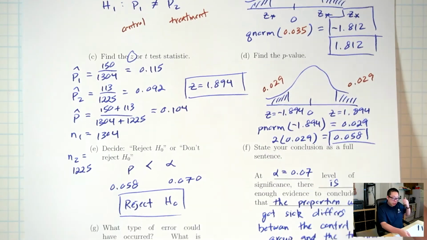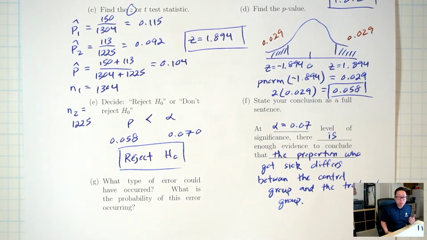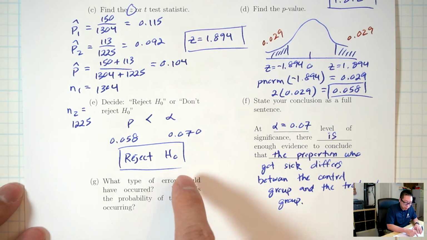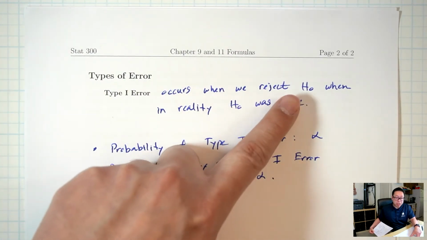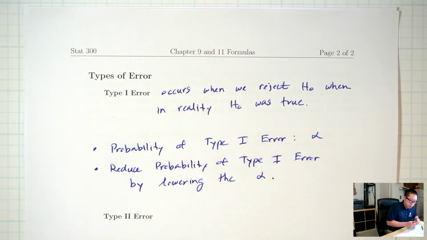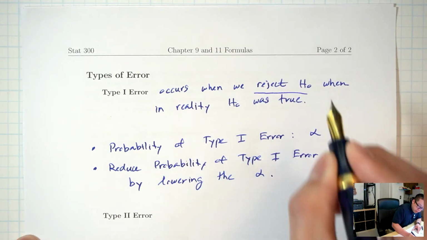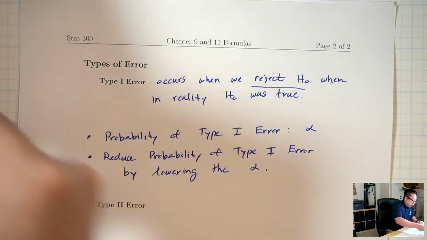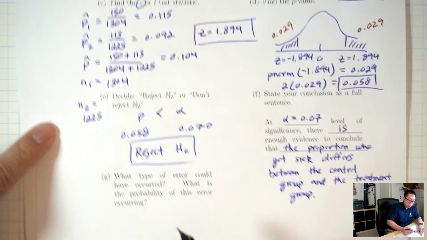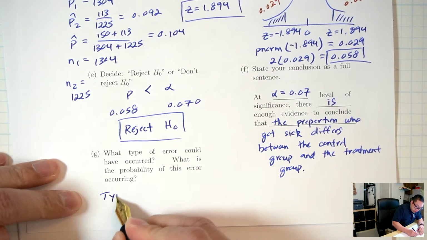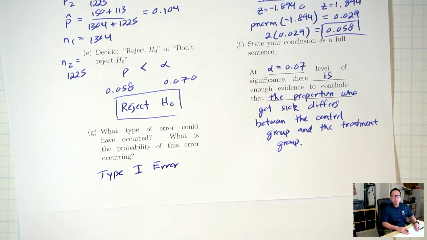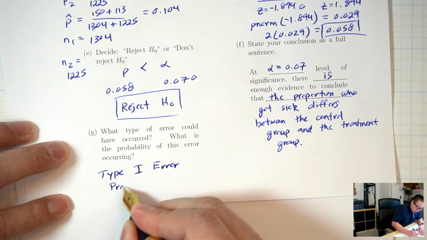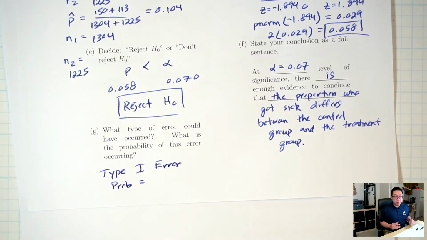So to answer the question here in part G, what type of error could have occurred? Anytime you are rejecting H0, you could be making a type 1 error, which occurs when you reject H0. To answer part G, we could be making a type 1 error. And the probability of a type 1 error is the alpha. In our case here, it's 0.07.